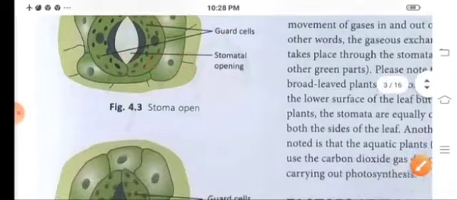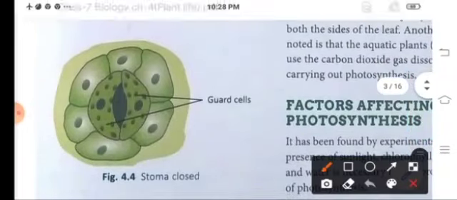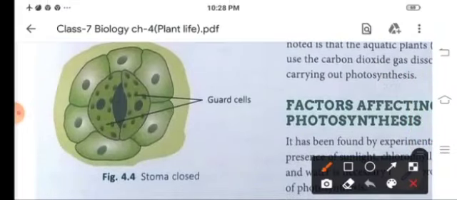Similarly, when these guard cells lose water to the adjoining cells, the stomatal pore which was stretched before becomes straight, and this pore gets closed. So this is the closed state of stomata.